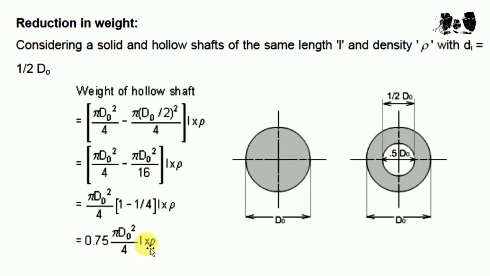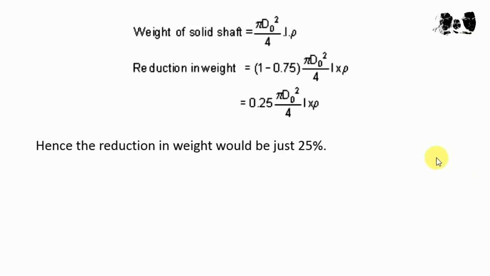This is the weight of a hollow shaft, and by deducting this value from the weight of the solid shaft, we have a value of 0.25 pi d naught square upon 4 into L into rho, which means we have a reduction in weight of 25%.